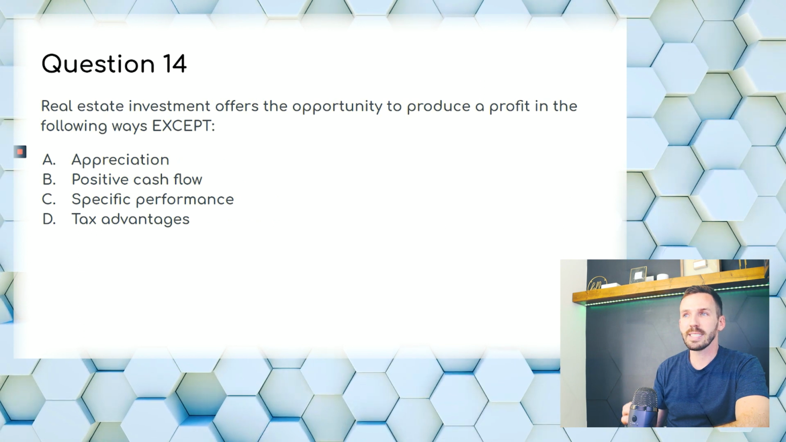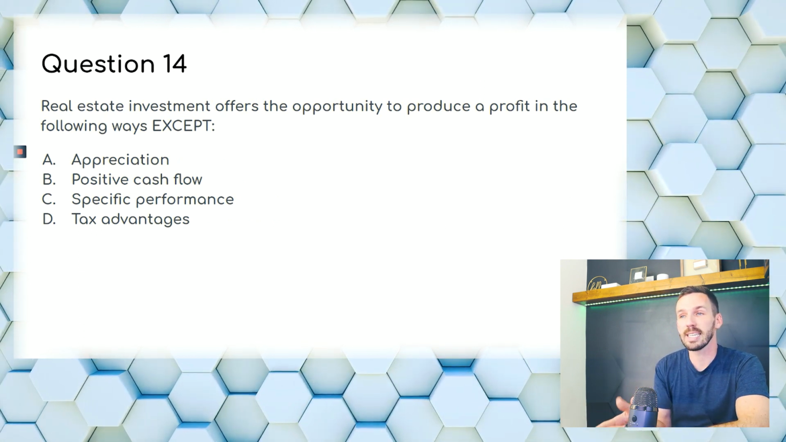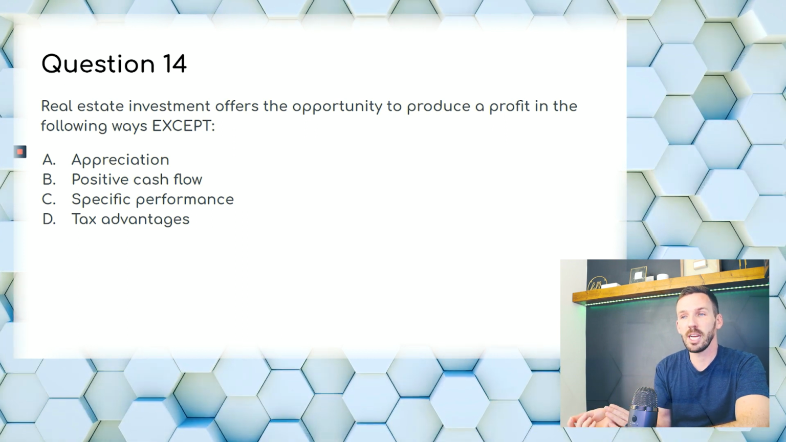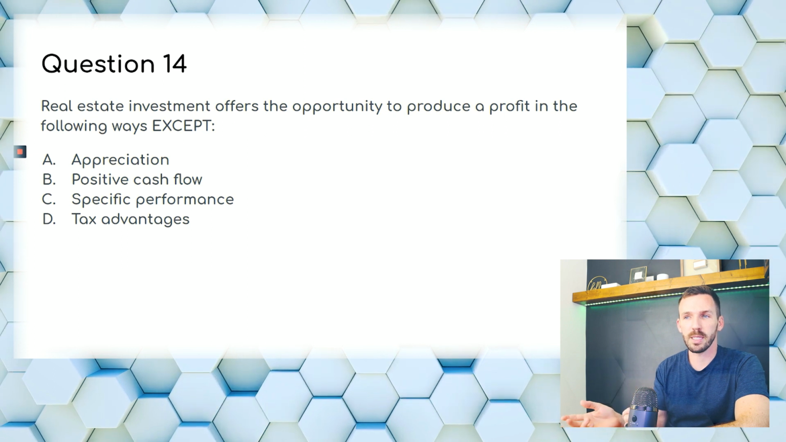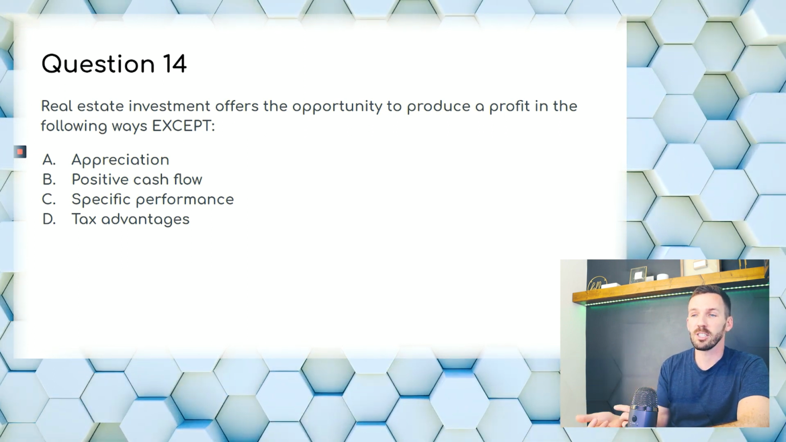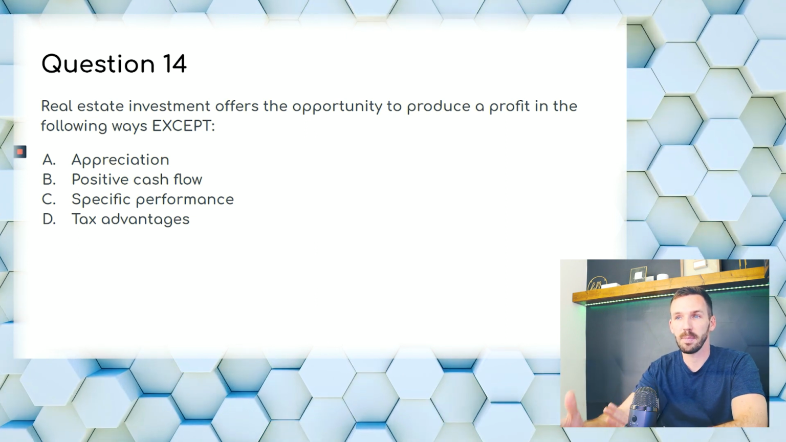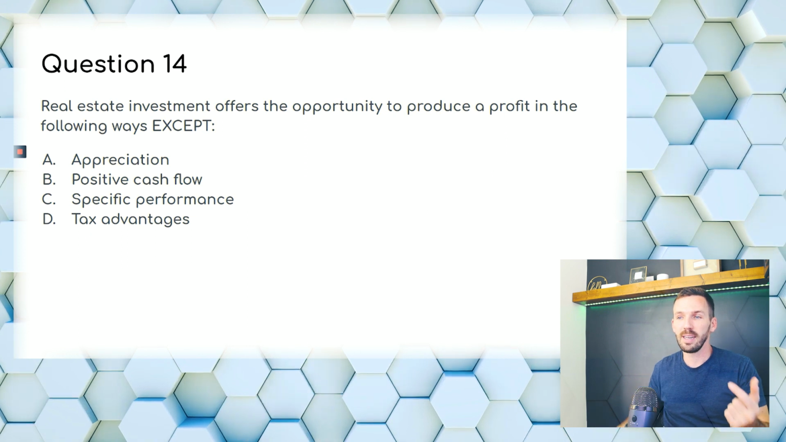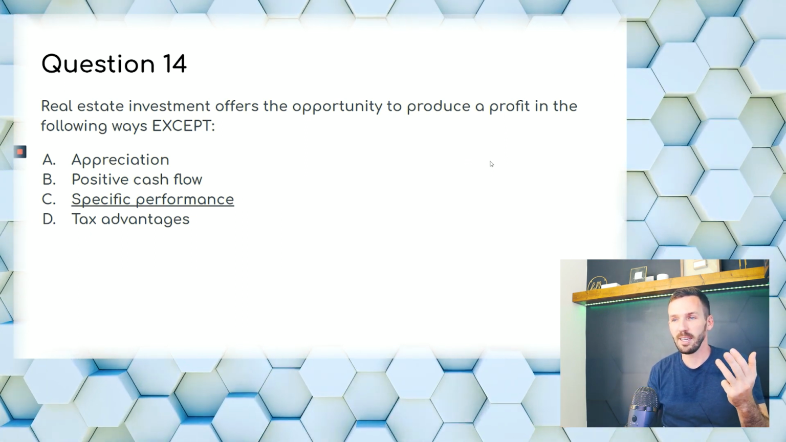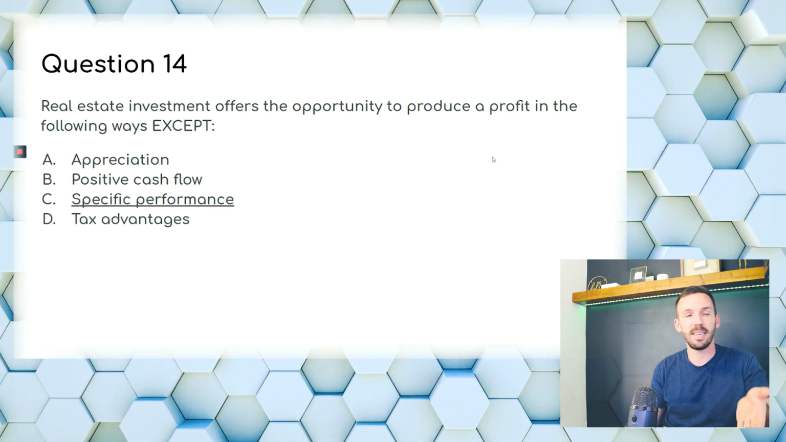Question 14. Real estate investment offers the opportunity to produce a profit in the following ways except A, appreciation, B, positive cash flow, C, specific performance, or D, tax advantages. So this is easy. I don't think I really need to explain much here. Appreciation is money, cash flow is money, tax advantages are money. Specific performance is about uniqueness of land. So C is our answer.